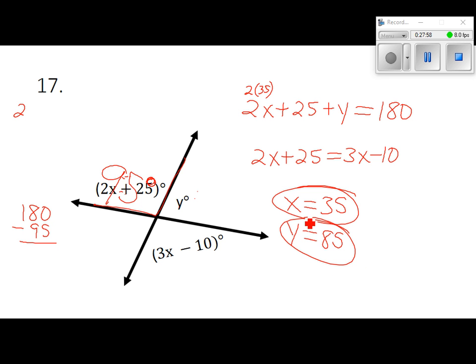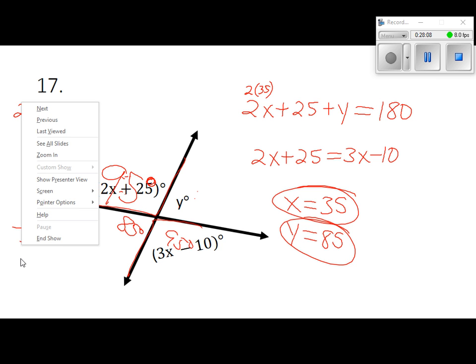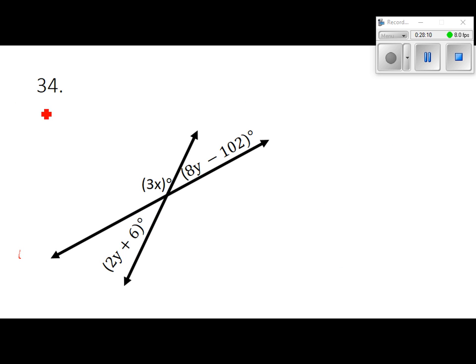How much is this angle right here? 85 degrees. How much is this angle down here? 95 degrees, and so on and so on. How many equations can we set up on this one?